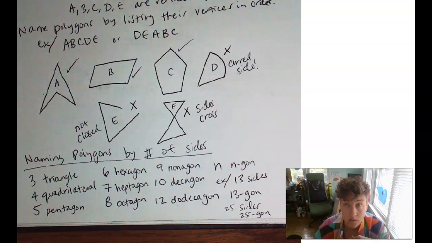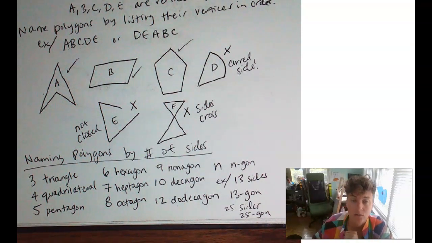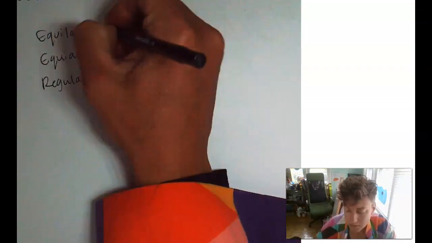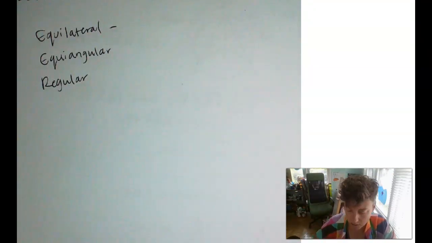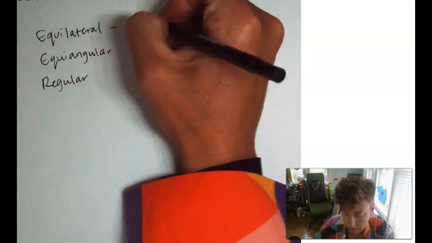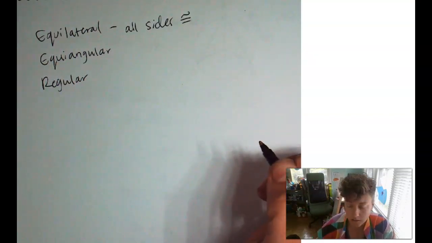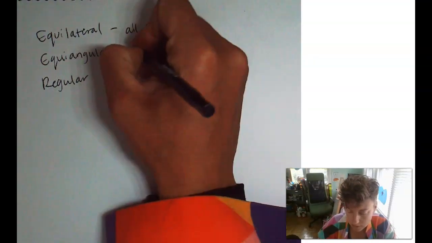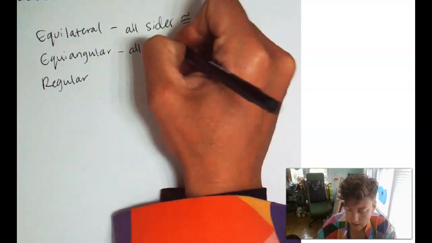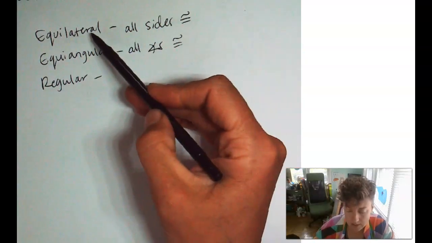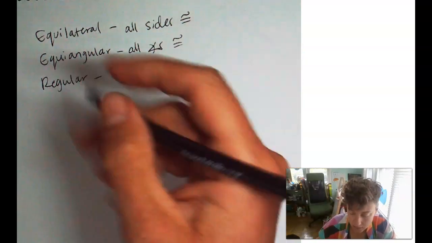Cool. We also have some special names for polygons that have all of their sides equal, or all of their angles equal, or all of their sides and all of those angles equal. So let's talk about those special names. There are 3 special terms: equilateral, equiangular, and regular. Equilateral means all sides are congruent. And equiangular means all angles are congruent. And a regular polygon is one that fits both of these categories. It's equilateral and equiangular.